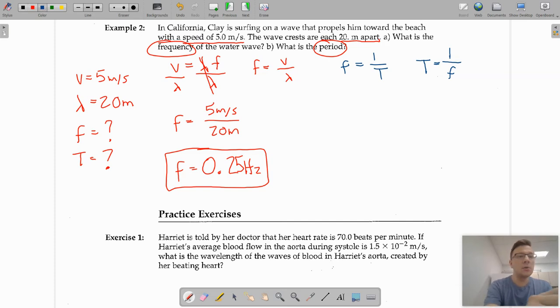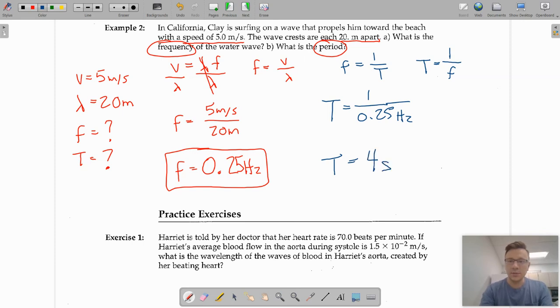Okay, now coming back to this here, period, since it's equal to 1 over frequency, it's going to be 1 over 0.25 hertz. And therefore, period is going to be equal to 4 seconds. Because remember, we measure period in seconds. It's a measurement of time.